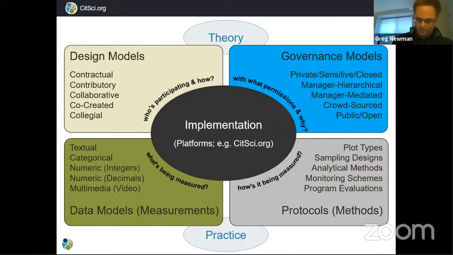So what we need to do is think about the design models, the governance models, the data models, and the protocols. And so what we've been really interested in doing is developing, through our platform, one of many platforms now that support citizen science, a way to templatize rigorous scientific protocols, from sampling designs, experimental designs, analytical methods, and then support the data models needed, from text, categorical, numeric, multimedia, et cetera. And then think about the design and governance.